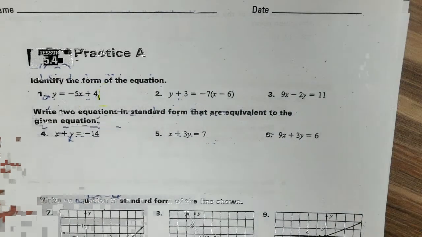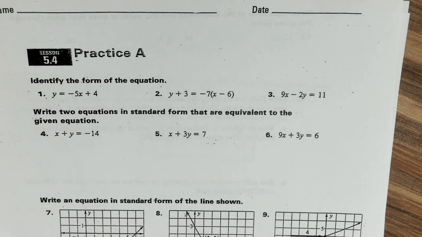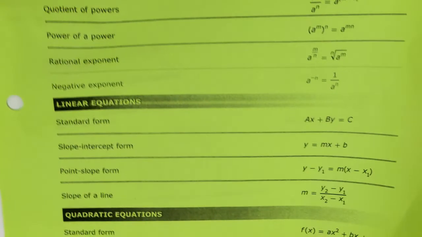All right, I'm going to pass out the worksheet. Okay, put your name on it. Let's look at the directions. On 1 through 3, what does it want you to do? Identify the form of the equation. Here's your answer choices on your star chart.